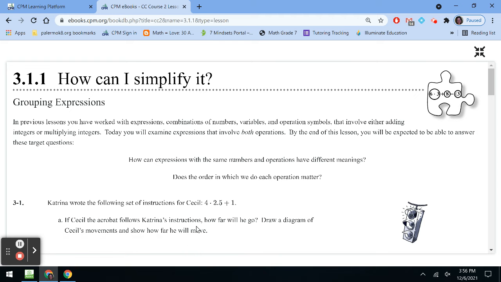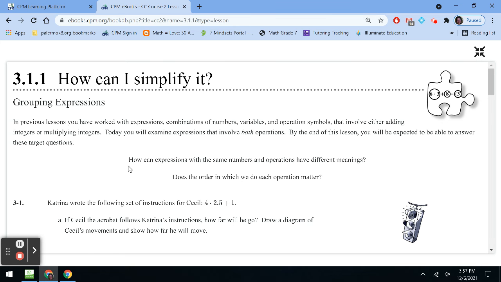How can I simplify it? Grouping expressions. In previous lessons, you worked with expressions, combinations of numbers, variables, and operation symbols that involve either adding integers or multiplying integers. Today, you're going to examine expressions that involve both operations. By the end of this lesson, you'll be expected to answer these target questions. How can expressions with the same numbers and operations have different meanings? Does the order in which we do each operation matter?